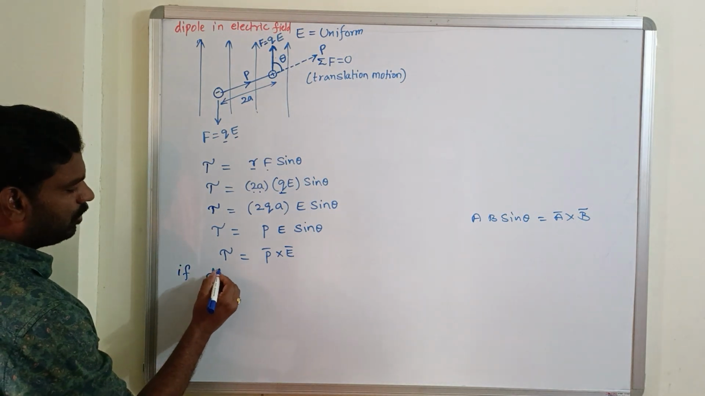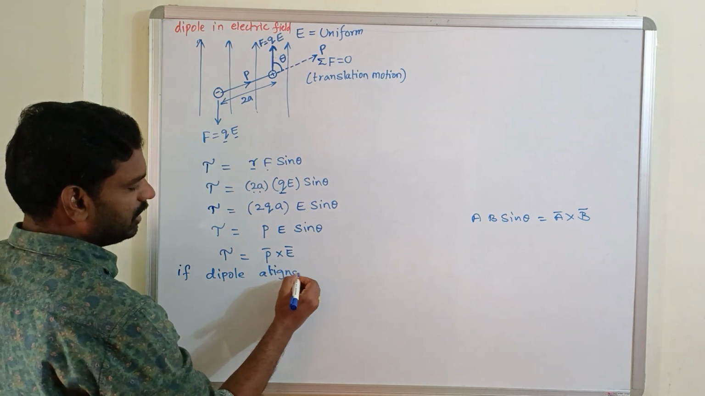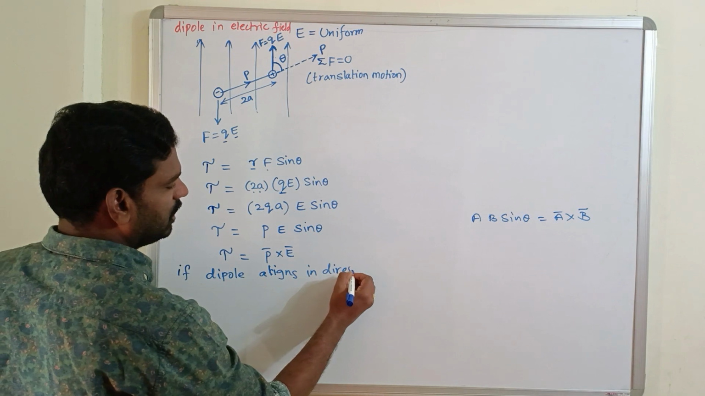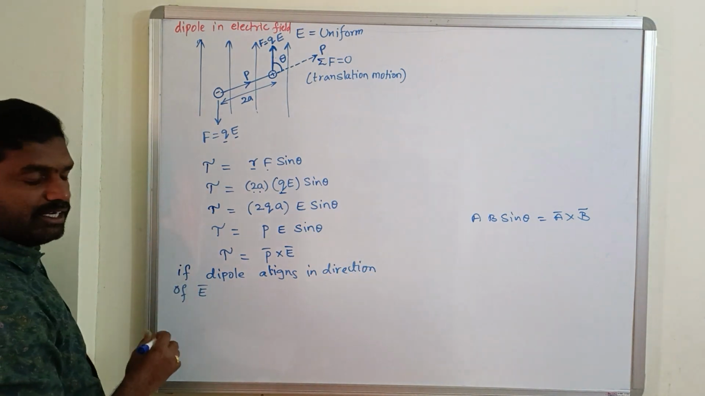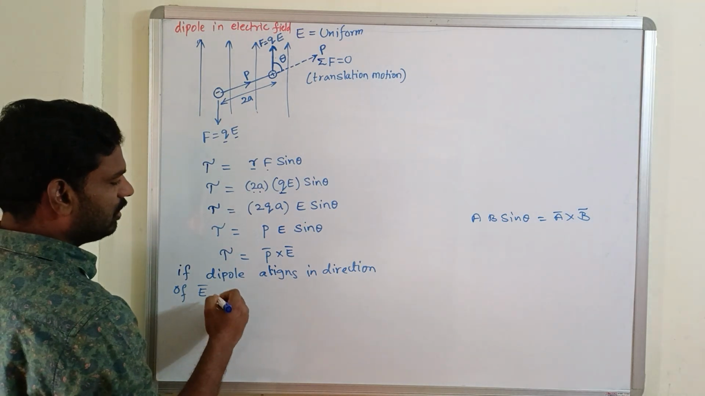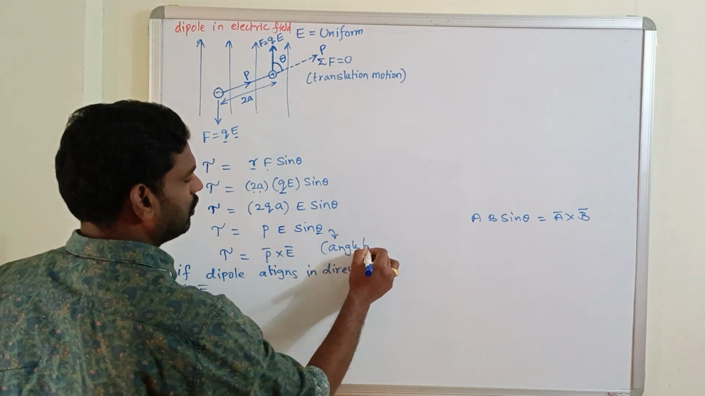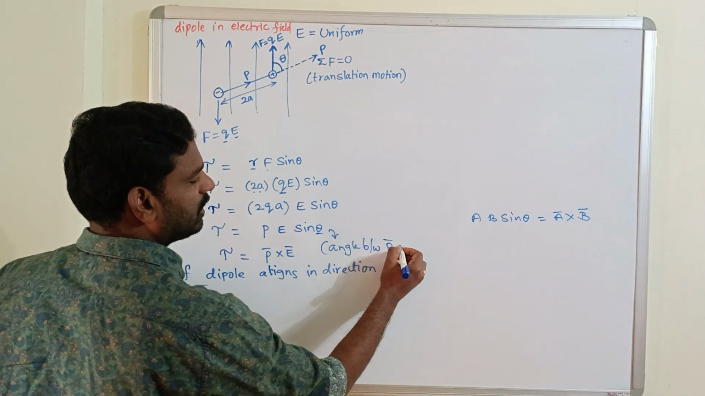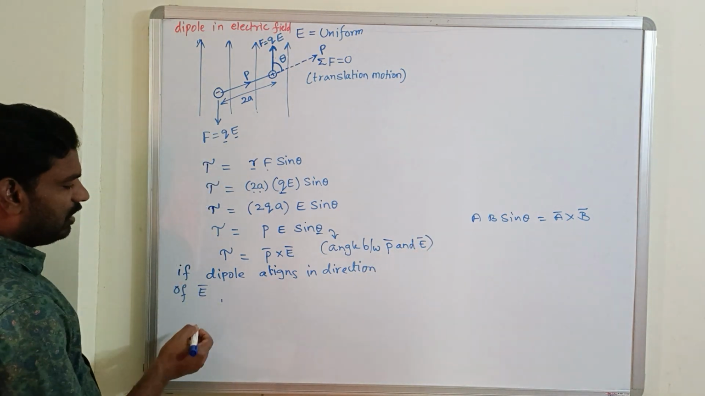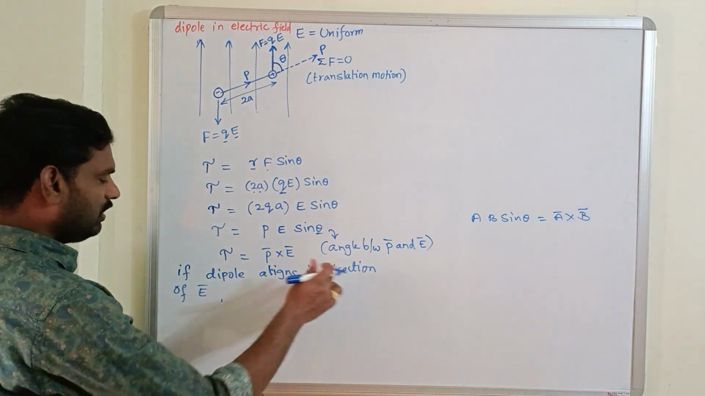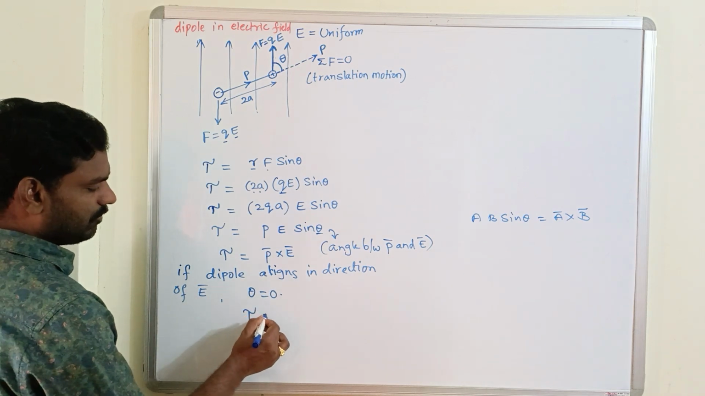If the dipole aligns in the direction of electric field, then what is the angle between them? Theta is nothing but the angle between dipole moment and electric field, P and E. If the dipole aligns in the direction of electric field, theta is equal to 0, so torque is equal to 0.